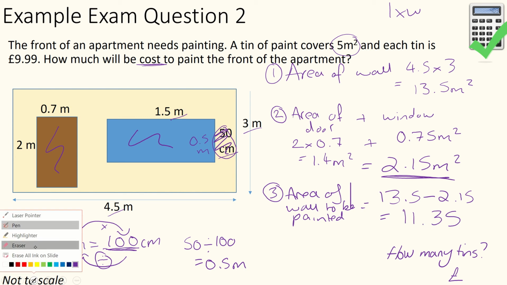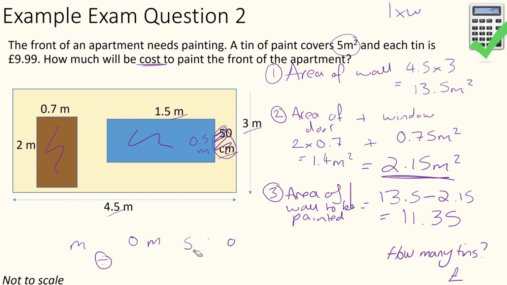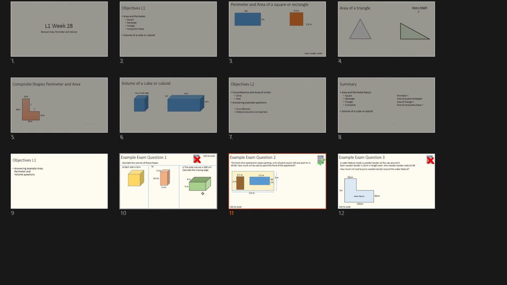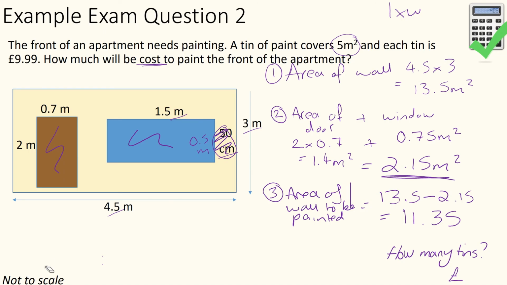I did say this is a big question. I'm going to be using this space down here. So I need to paint 11.35. Oh, sorry about that. Let's go back. Here we go. I need to paint 11.35 meters squared. So this number here. Now each tin covers 5 meters squared.